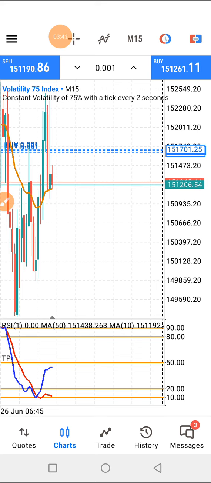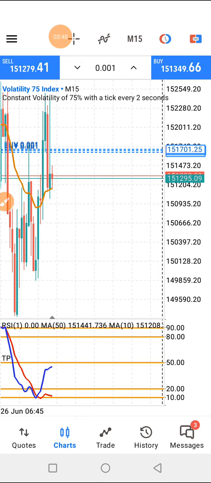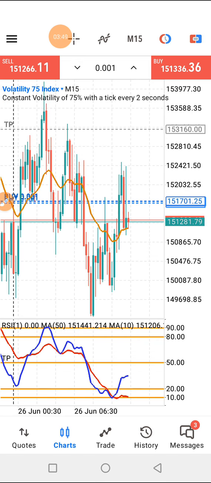Now, let me explain to you how we use this strategy and how you should be able to trade with this strategy. The minimum time frame should be 15 minutes. You can use it on 15 minutes and then 30 minutes time frame. So how do we take our entry? Like for the buying scenario, this is what we do.